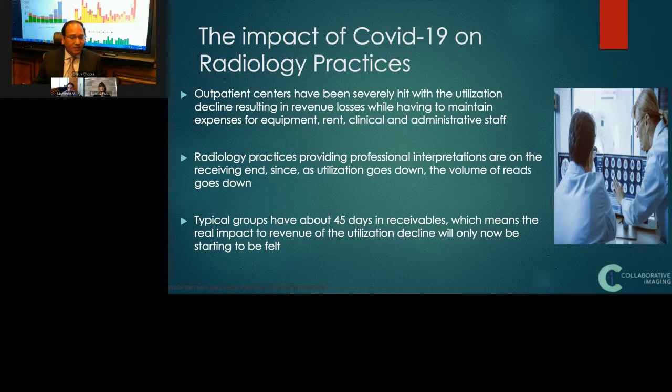I was just reading in the news day before yesterday that a 500-man physician group just shut their doors after being around for 30-some years. It's unheard of. It's an unprecedented time. And we at Collaborative Imaging want to make sure we do our part to help these practices continue to exist.